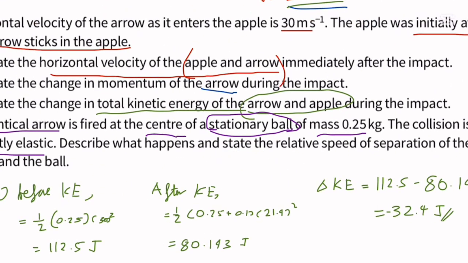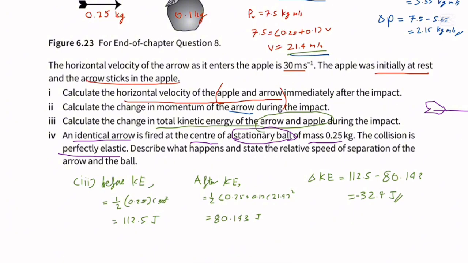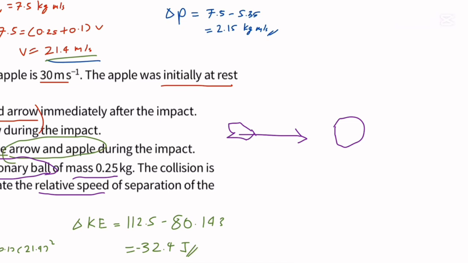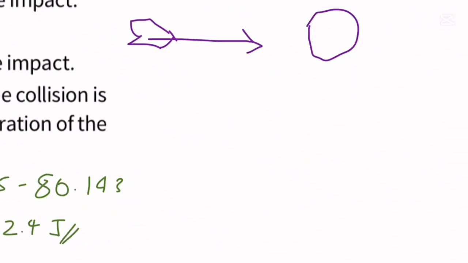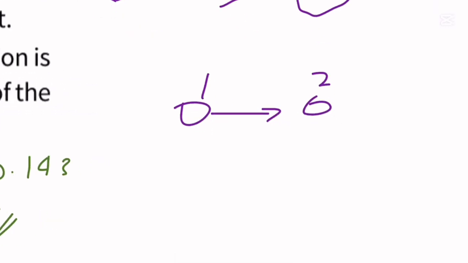Fired at the center. Describe what happens and state the relative speed of separation of the ball. So you can think of this like a billiard ball or something, like those eight balls. So when one ball hits the other with no spin, what happens is, imagine ball 1 and 2. It hits, and then ball 1 is gonna be stationary and ball 2 is gonna go at the same speed.